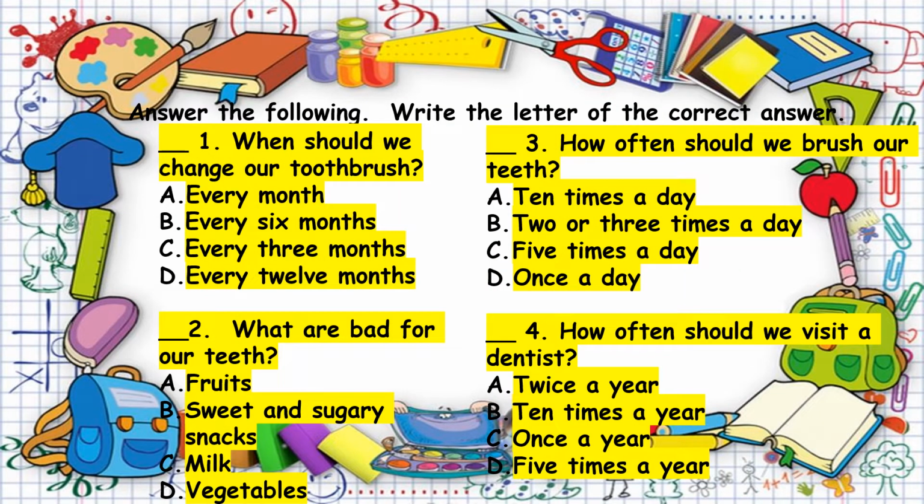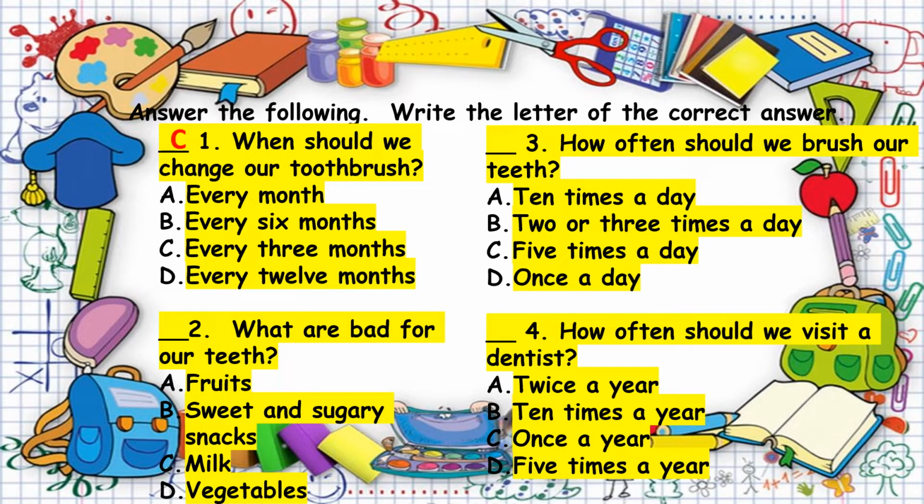Let us check now how well you understood the reading selection. Let us answer the following. Write the letter of the correct answer. Number 1, when should we change our toothbrush? A, every month, B, every 6 months, C, every 3 months, and D, every 12 months. The answer is C, every 3 months.